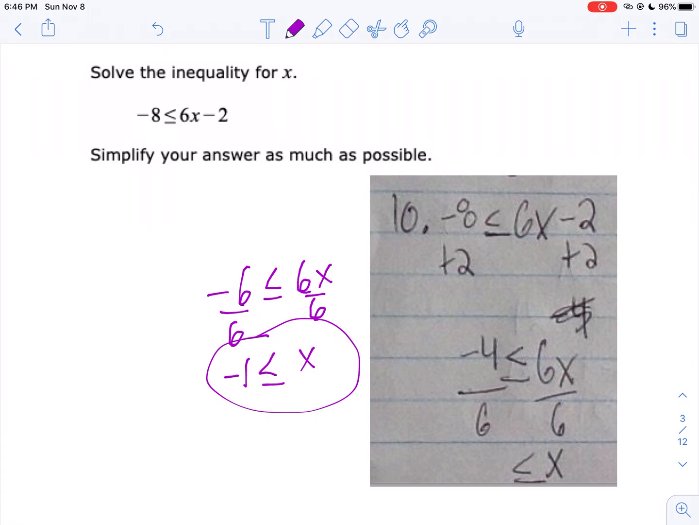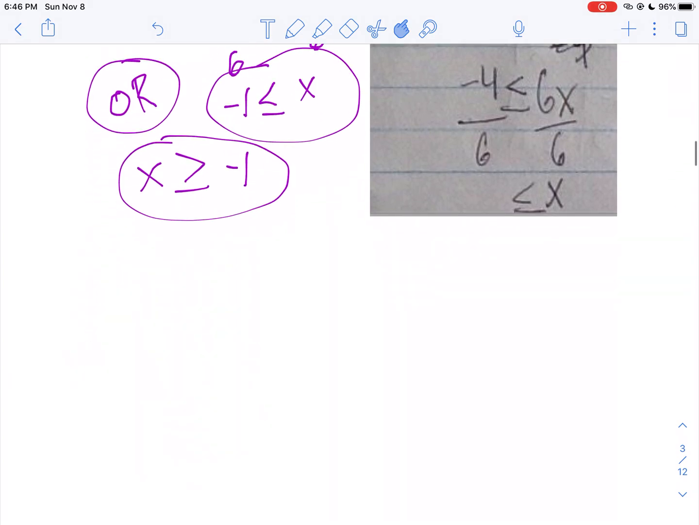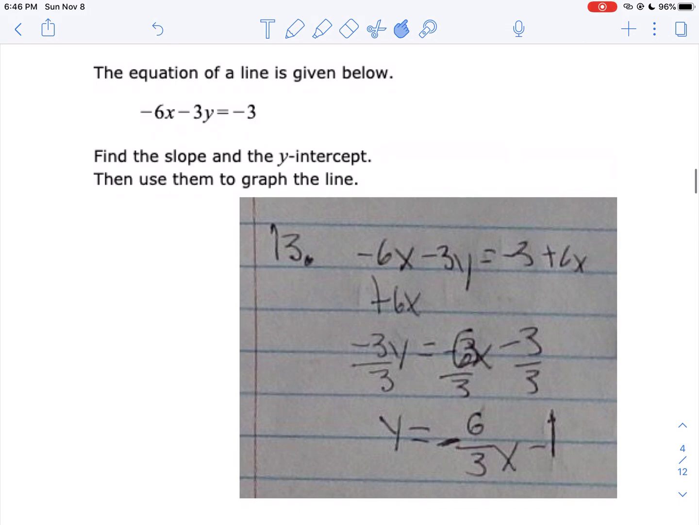You also could put x on the left-hand side, so you flip it back, and you get x is greater than or equal to negative 1. Either one of these is correct. You don't need to do both. Whatever one you want to do, or the one you have to type in. Now if we take a look at the next one, I want you to find the slope and the y-intercept and then graph the line.